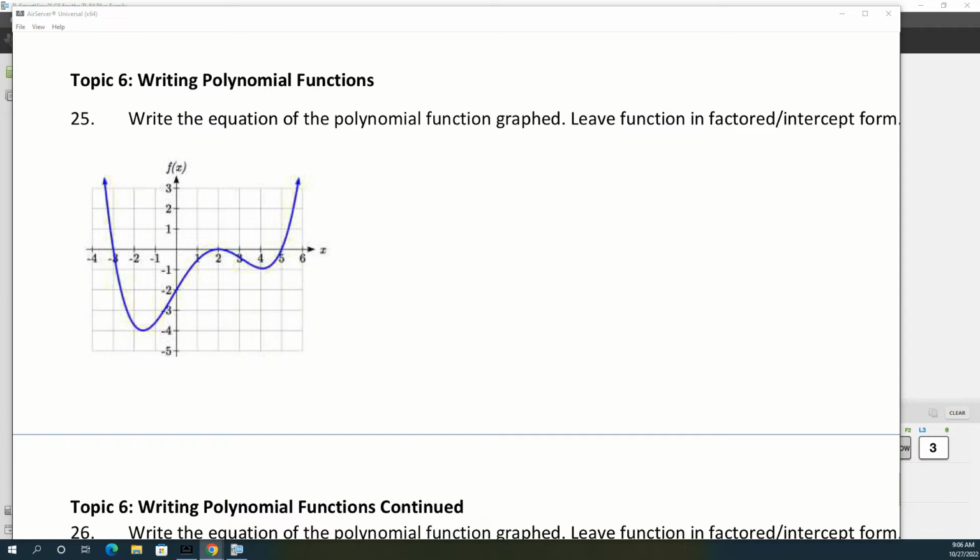So we're going to write a function. It's already called f of x, so let's call it what the graph calls it. And a is one thing we don't know. We have to find a, so we'll just put a there. All right, and then I noticed this one has 3 zeros. So I'm going to go ahead and do 3 factors. There's a factor for each 0.